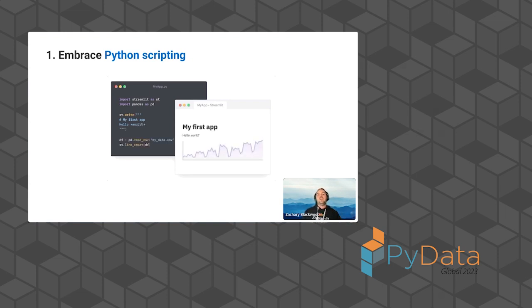So here you see an example where you have a couple of Streamlit commands, st.write, and then a pandas command, and then another st.line_chart, and that's it. And you don't have to abstract it any more than that. You can just write out what you want it to do, and it runs from top to bottom.